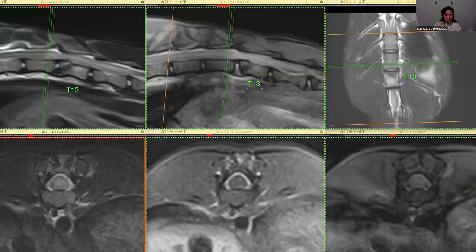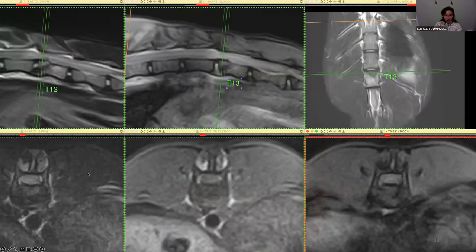So we'll move now in the transverse plane from the level of T12. And what we see is that the spinal cord on the transverse plane is a little bit swollen, and we have this kind of diffuse ill-defined intramedullary lesion. And we see also some changes in the paravertebral muscles that show a T2 hyperintensity.